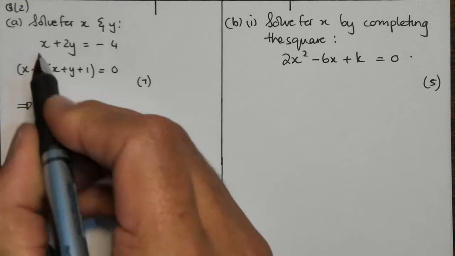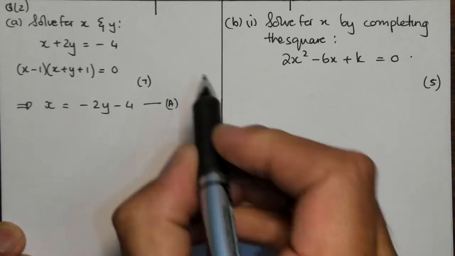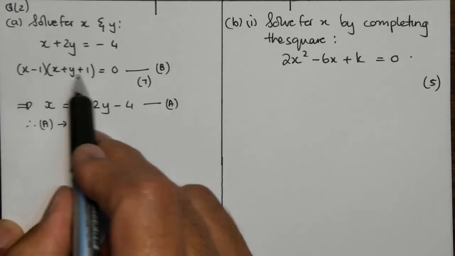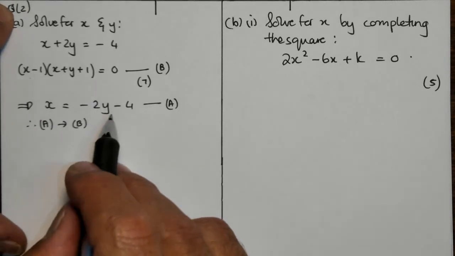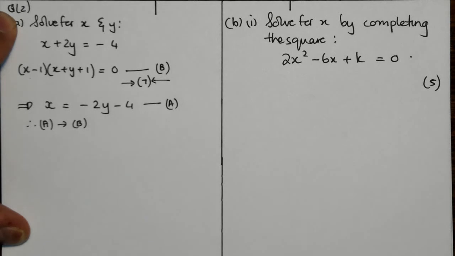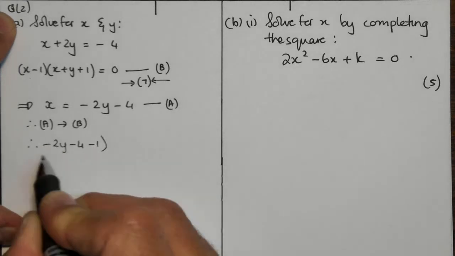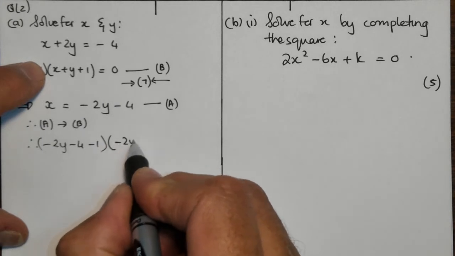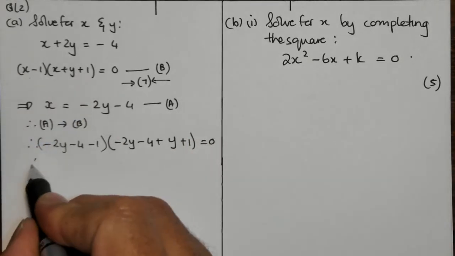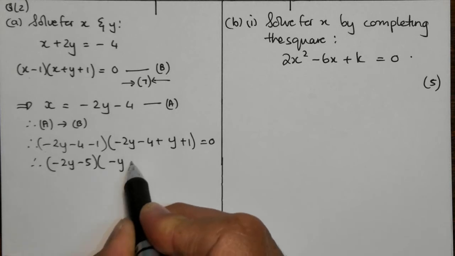Okay, so let us start and let's isolate the x. X is equal to minus 2y minus 4. This is equation A. If I label that equation B, I tell the reader that I'm taking A into B. Now notice I'm not distributing this. I'm just going to plug the x in and see what happens, and hopefully it cleans itself up nicely. This question here was for 7 marks. Okay, so it should be straightforward, more or less. Let's see. If I plug the x in, I get minus 2y minus 4 minus 1 in the first bracket. Here I get minus 2y minus 4 plus that y plus the 1. That gives me 0. So over here I'm stuck with minus 2y minus 5 multiplied by minus y minus 3.